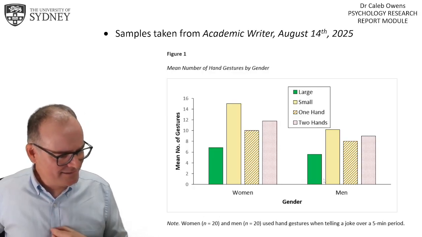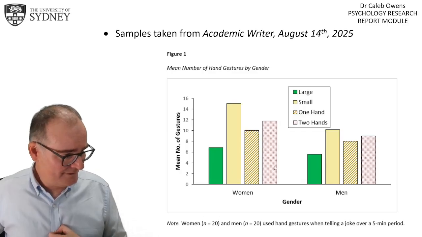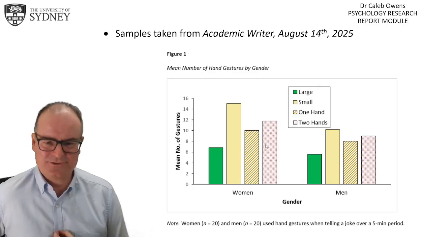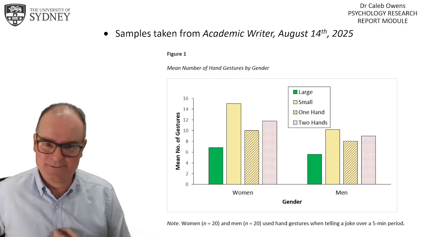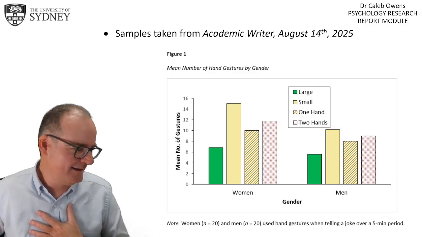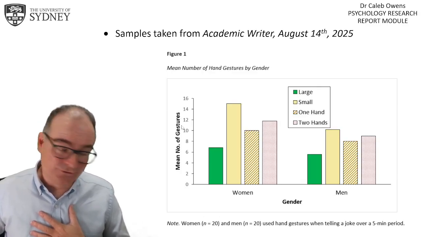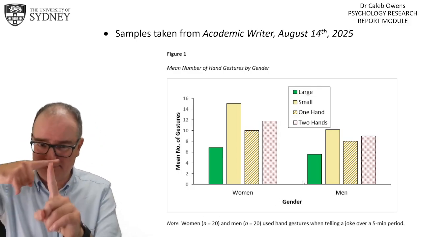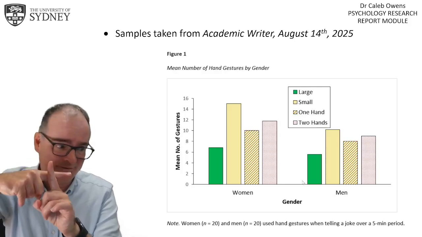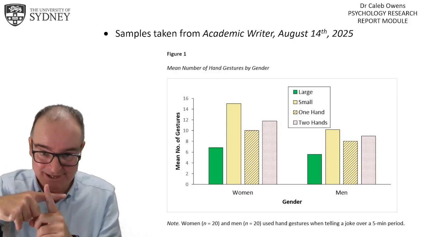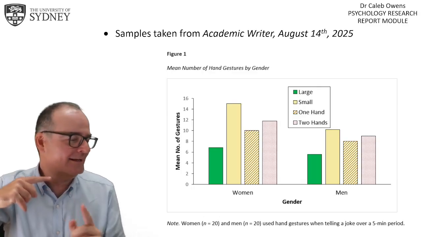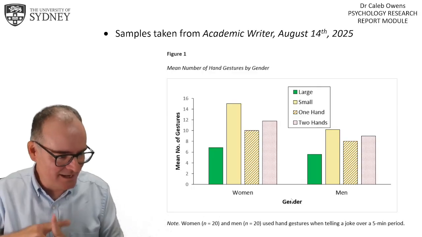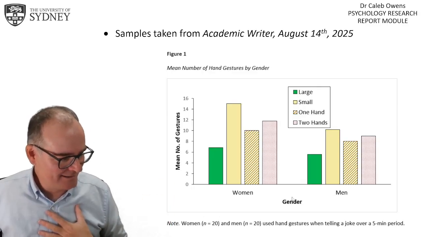The bars are separate. The bars are coloured and striped, and I've had tutors say, oh, you can't use colours. Well, no, this is from Academic Writer itself, so they're wrong about that. The axes are labelled. Okay, mean number of gestures, gender. You've got to click the plus sign on Microsoft Excel to add the axis label element. Okay, if your graph isn't giving you axis labels, click the plus, add the element, label the axes.